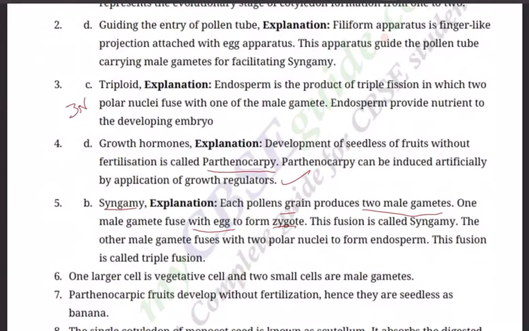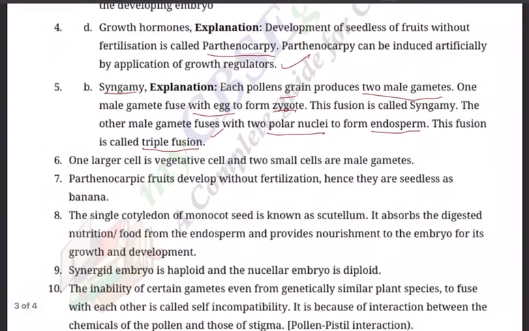The other male gamete, male nucleus 2, fuses with the 2 polar nuclei. So 1 plus 2, 3 to form endosperm. That's why 3N. This fusion is called triple fusion and this should be fertilization 2. Since fertilization 1 and 2 are taking place, we call it as double fertilization. Right? Question number 6. One larger cell is vegetative cell and 2 small cells are male gametes. Question number 7.